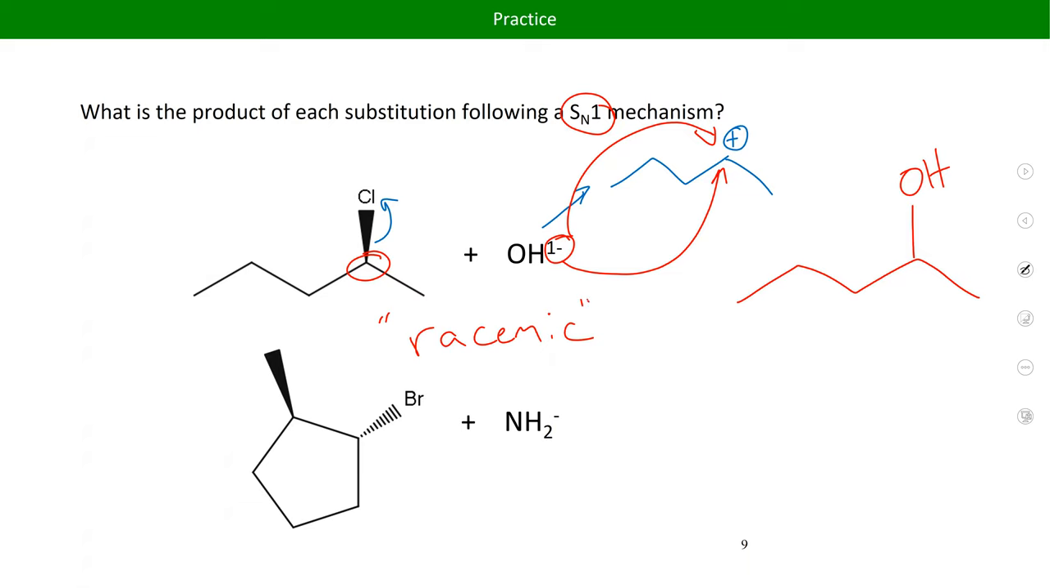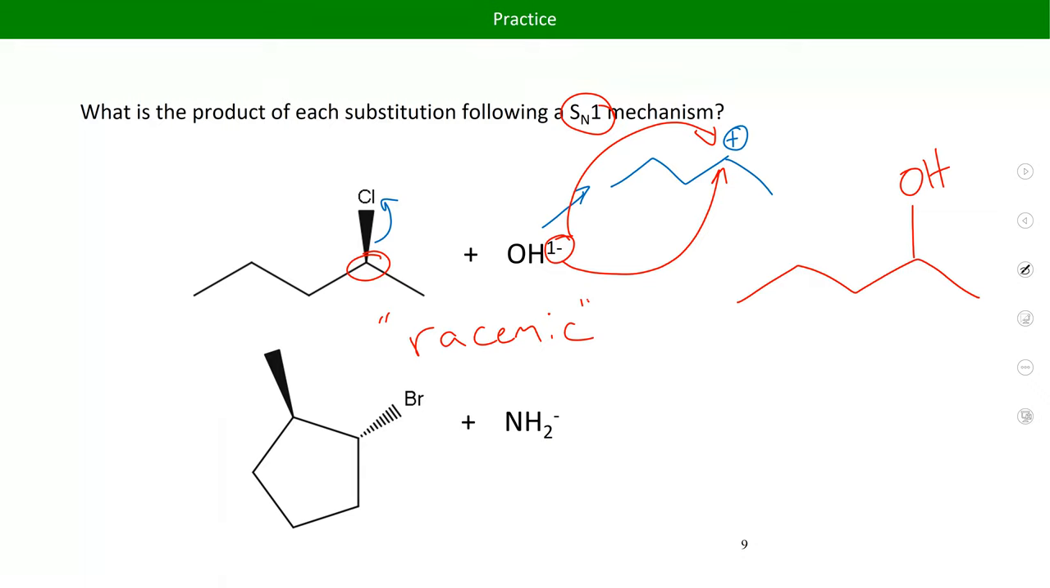Racemic mixture just means you're going to have an equal amount of R and S. We're making both of the possible stereoisomers. And if it's the racemic mixture, that also implies that it's 50-50. You're not favoring one over the other. Occasionally, you can have cases where there's other sterics happening that do cause it to favor one side versus the other.